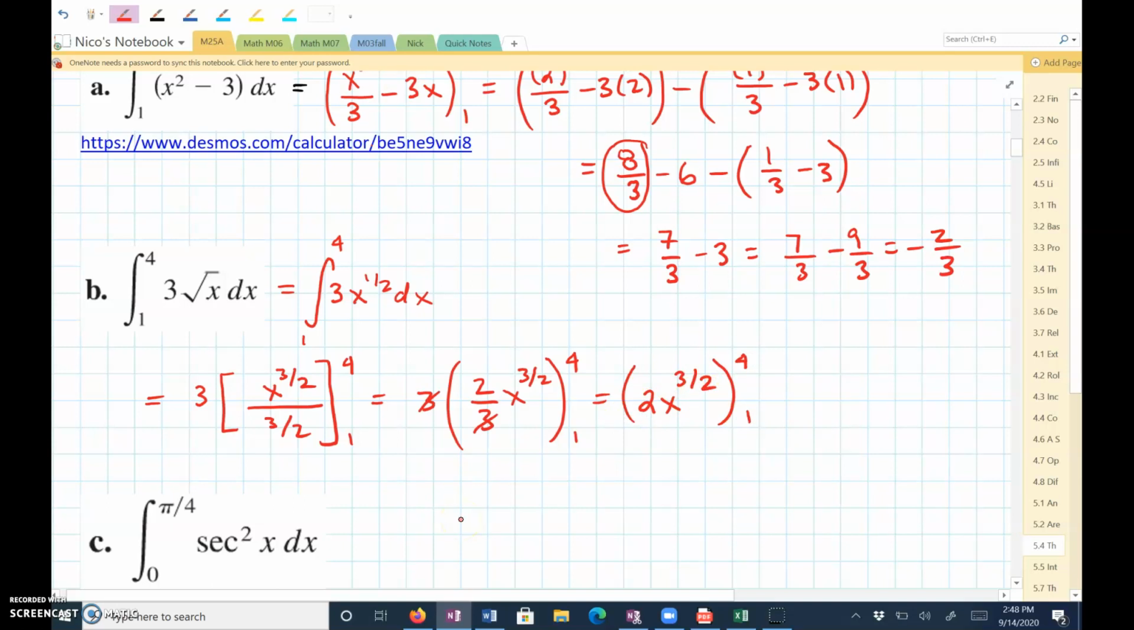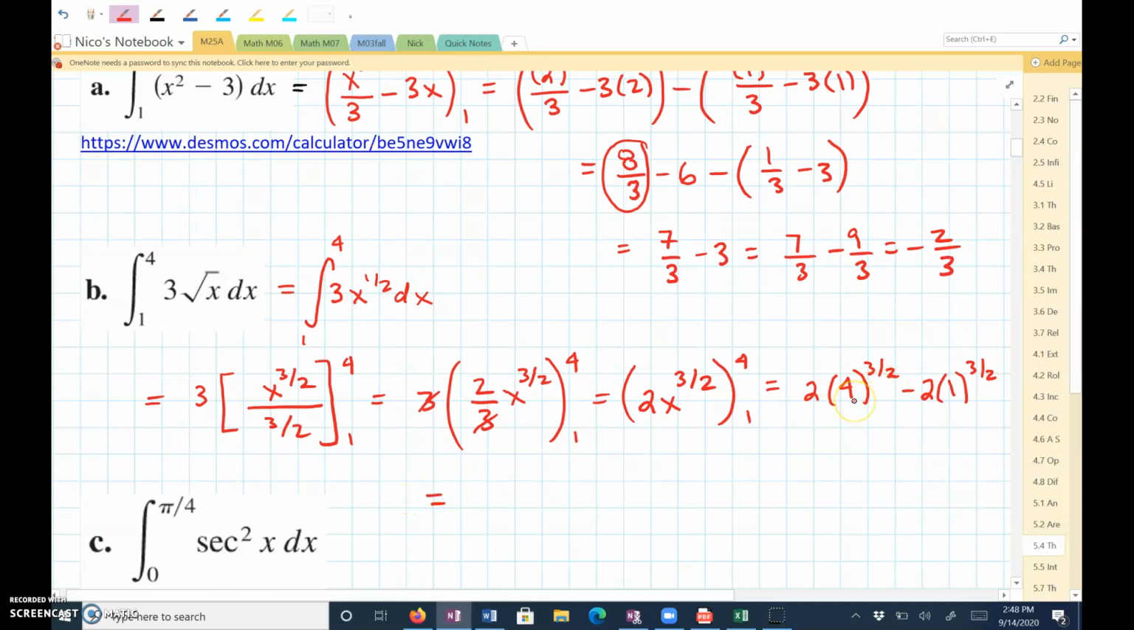And now we can plug in our limits of integration to calculate this. So this is going to be 2 times 4 to the 3/2 power minus 2 times 1 to the 3/2 power.